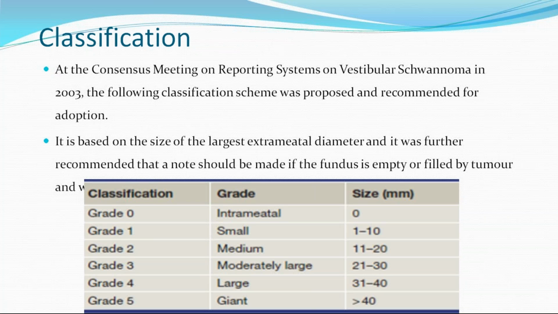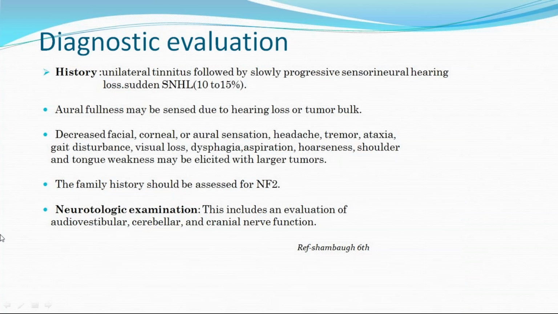So cystic tumor should be operated as early as possible. Now, diagnostic evaluation, history: unilateral tinnitus, followed by slowly progressive hearing loss. No, it's the other way around. Sorry, the progressive hearing loss is more important than tinnitus. Or in 5 to 10% cases, you have a sudden sensorineural hearing loss.